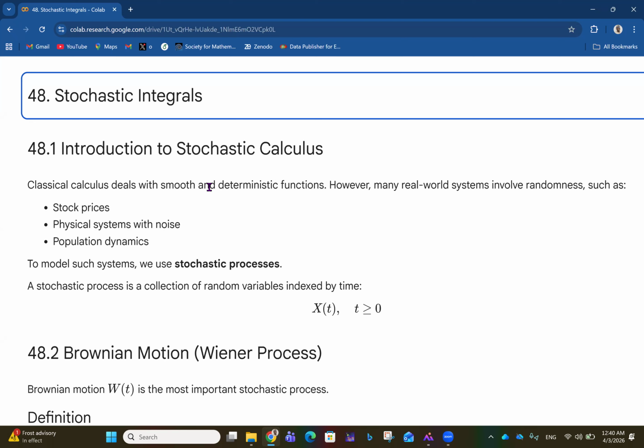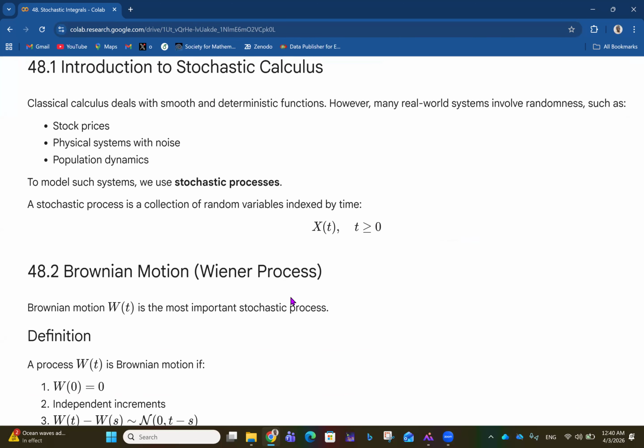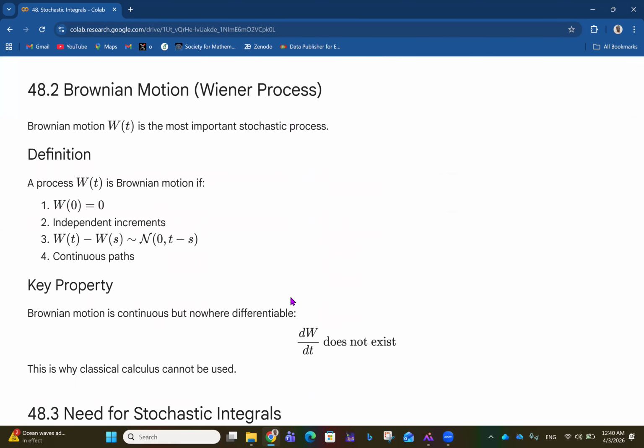And of course, a stochastic process, we have seen it amply, that is a collection of random variables indexed by time. And it is a system that is evolving over time with uncertainty, with randomness, and it is given as X of t for t greater than or equal to 0. And we've seen things like random walk, Brownian motion, and all of that. So even Markov chains, right?